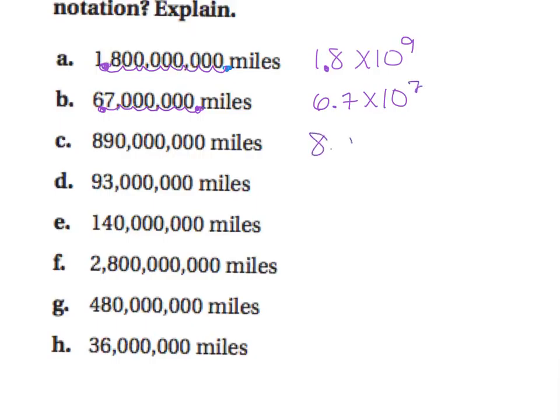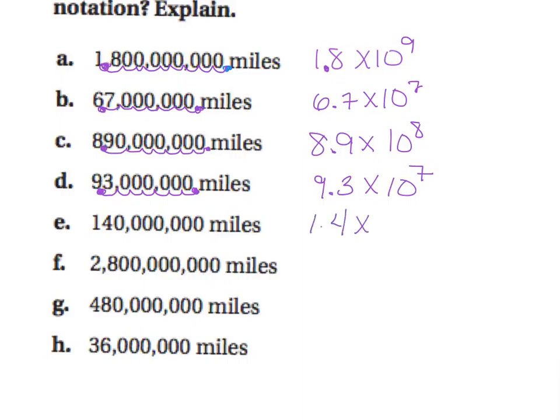Okay, then the next one is 8.9 times what power? So I put the decimal here, and I'm trying to get back to the original. So I'm going to the right, so it's positive. We've got 2, 3, 4, 5, 6, 7, 8. So it's times 10 to the positive 8. On the next one, we're going to have 9.3 times 10 to what power? Now we put the decimal here, but we want it to be here for the original, so we're moving it to the right, so it'll be positive 1, 2, 3, 4, 5, 6, 7. Positive 7.